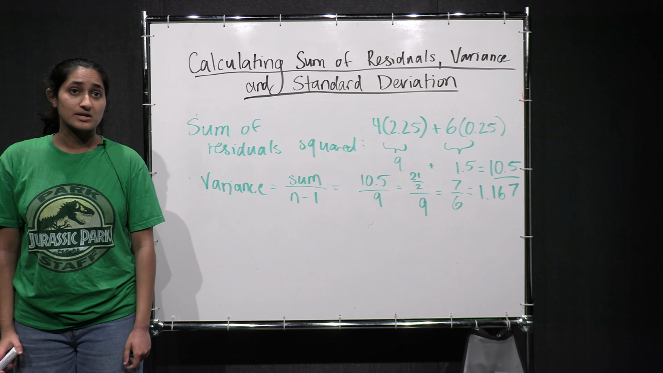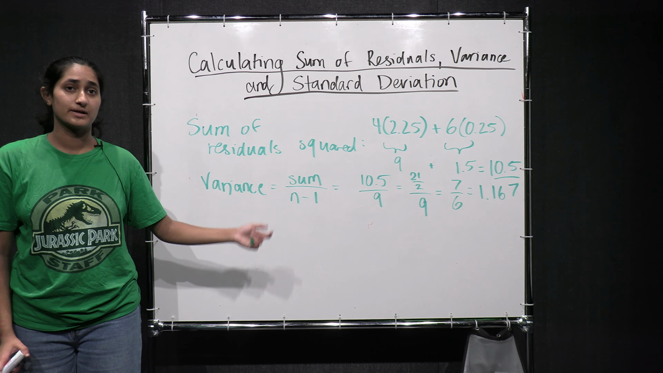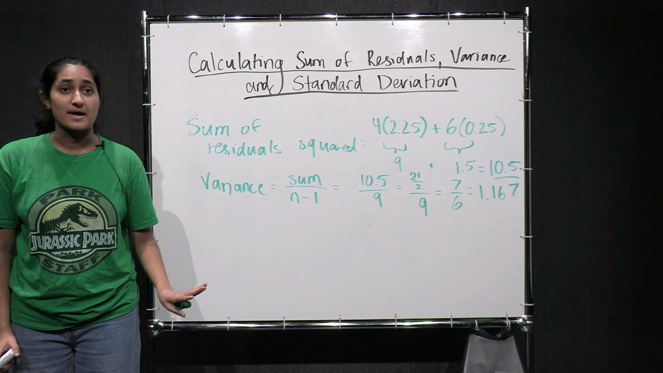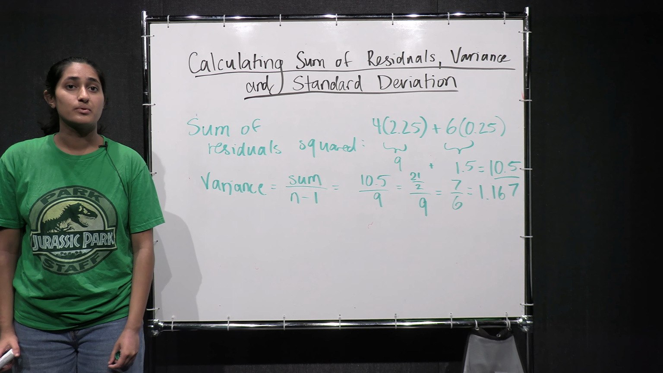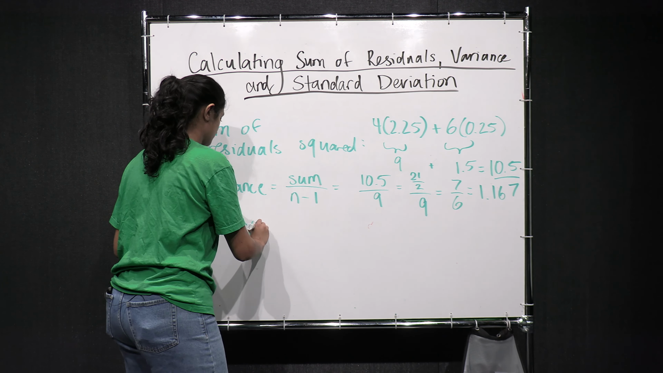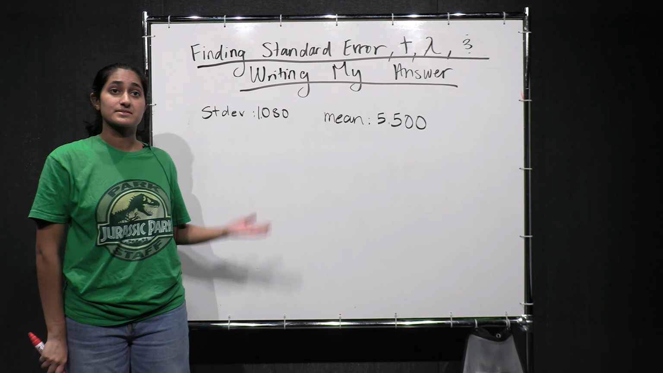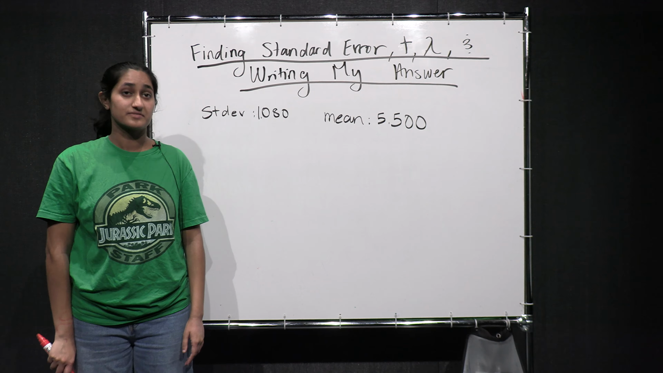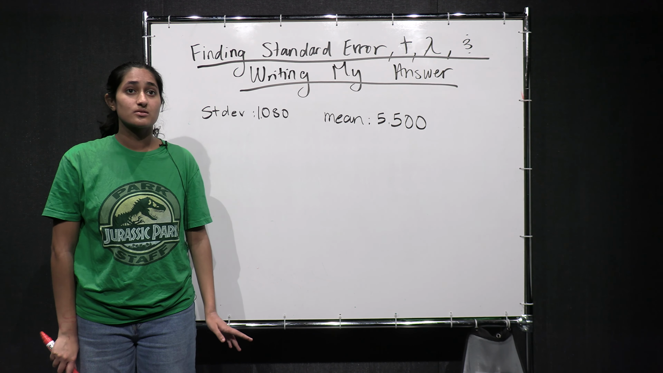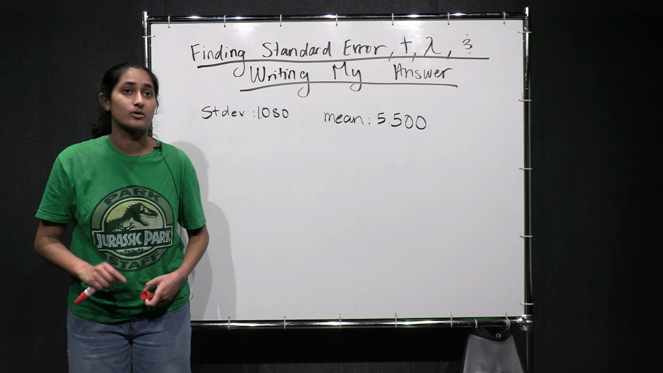Our standard deviation is the square root of that variance. But I can't do that in my head, so we can calculate it to get 1.080. The standard error is that value divided by the square root of 10, or number of measurements, or 0.3416.